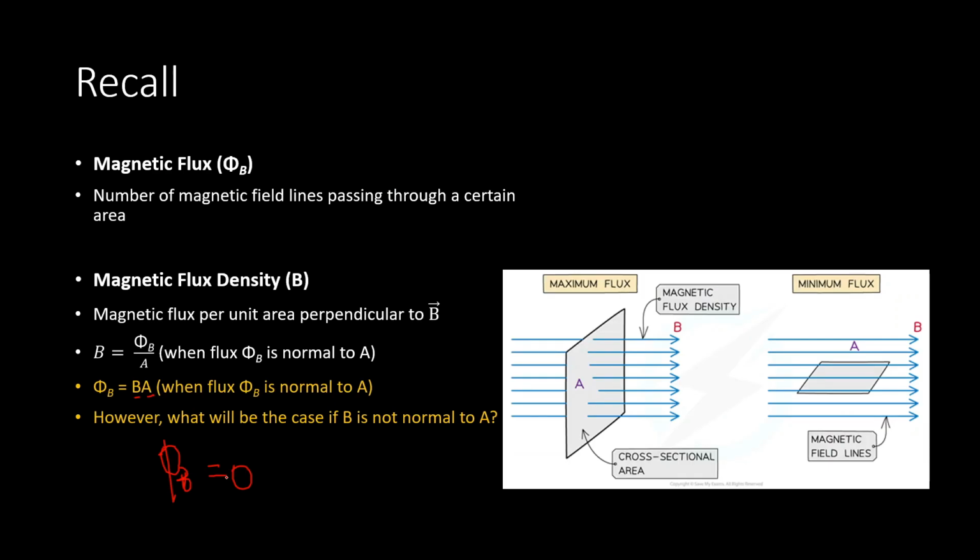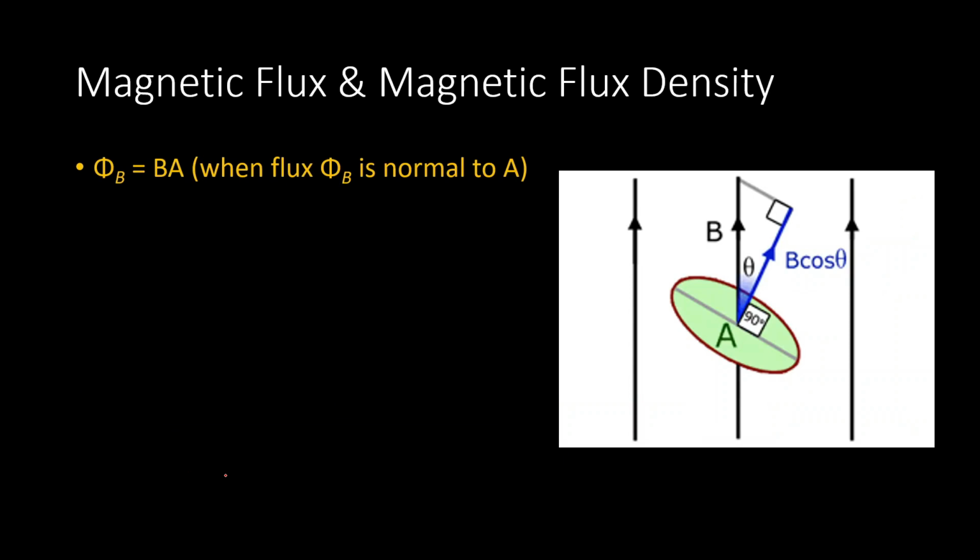Can we have a generalized case for these two scenarios? The answer is yes. We can introduce a similar concept like the vector product before. So when phi B is equal to BA, the flux phi B is normal to A, which means the magnetic field lines are perpendicular to the surface.